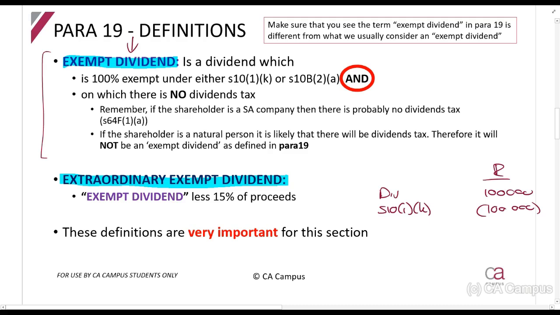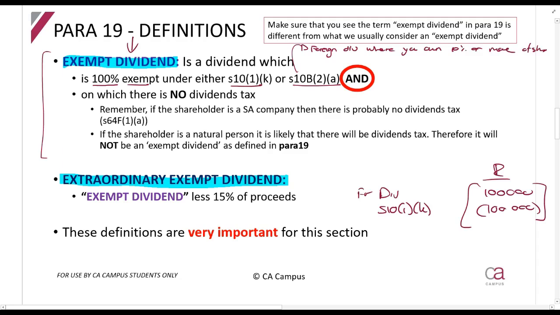An exempt dividend here is a dividend which is 100% exempt under section 10(1)(k), like what we did here, see that's 100% exempt, or section 10B(2)(a), this is a foreign dividend where you own 10% or more of the shares. If that was a foreign dividend, in that case, you would do the same thing as you did here. It would be fully exempt, and it would be section 10B here. It would be fully exempt. And this is important. This is the one which students mess up.